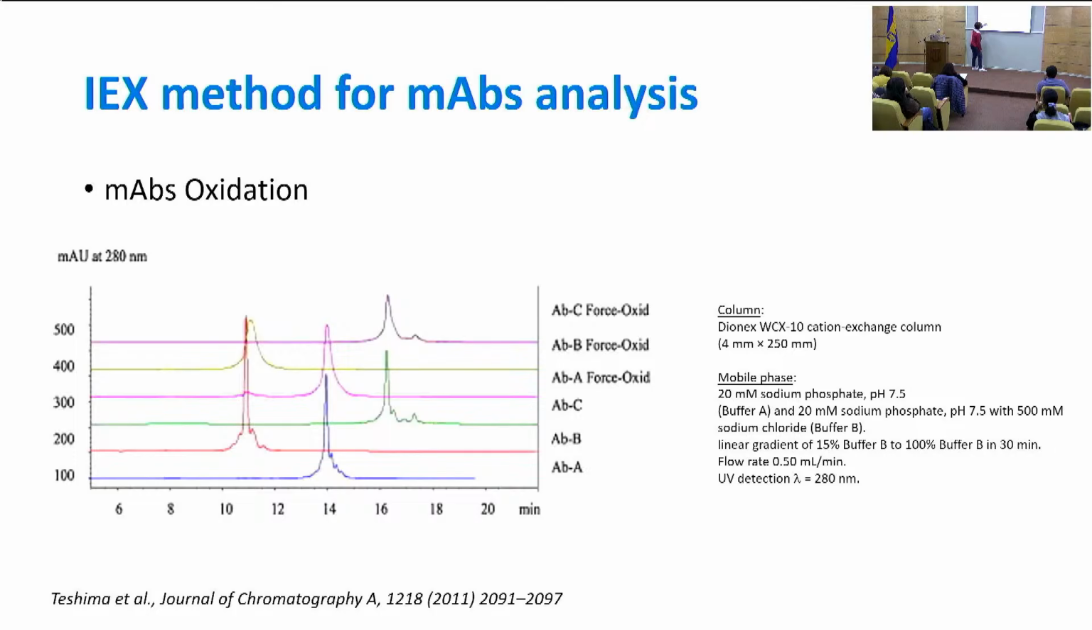For MAB B here, you have the analysis of the main peak, the basic variant, and the acidic variant, and you can check that when submitted to hydrogen peroxide, you can observe a modification of its profile. So you can see by using a chromatographic experiment that the profile is modified. That means the MABs have been submitted to oxidation, and that can be detected by its chromatogram. Okay. Is it okay for everybody?